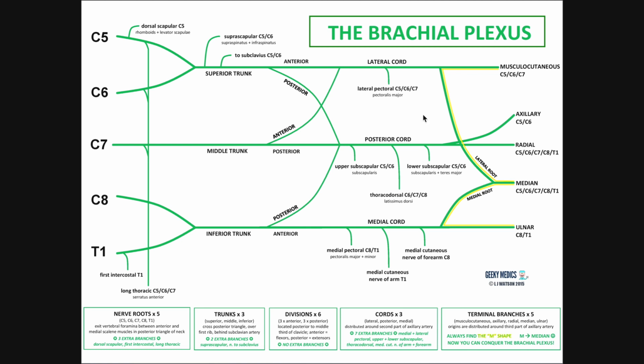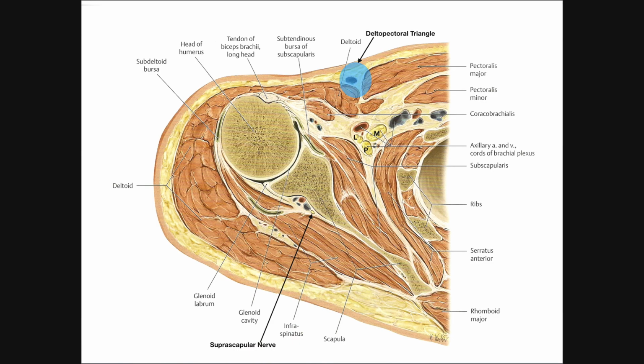And the cords are named in relation to their position relative to the axillary artery. So the lateral cord is lateral to the axillary artery, the posterior cord is posterior to it, and the medial cord is medial to the axillary artery. So right here, here's the axillary artery. The one that's most posterior would be this one. This would be the posterior cord. The one most medial to it would be this one, the medial cord. And the one most lateral would be this one, the lateral cord.